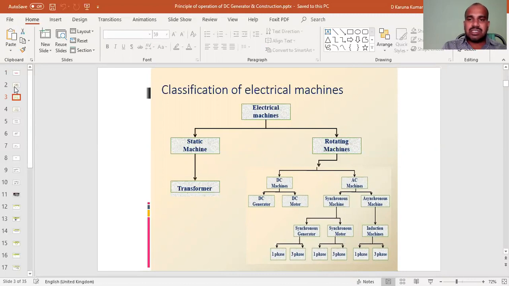And again, AC machines are divided into two types, synchronous machines and asynchronous machines. Asynchronous machines are also called induction motors or induction machines. Synchronous machines are also divided into synchronous generators and synchronous motors.